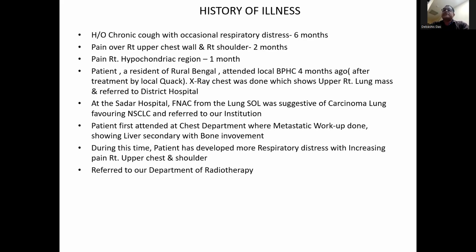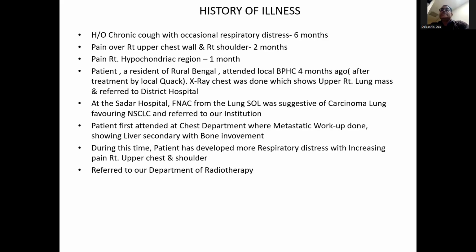When her complaints did not subside, she attended the local BPSC 4 months ago, where a chest X-ray was taken, which showed an upper right lung mass, and she was immediately referred to the district hospital. At the Sadar hospital, an FNAC was taken from the lung, suggestive of carcinoma lung favoring NSCLC. Then she was referred to our institution, to the Department of Chest. There, the metastatic workup was done in the form of CECT chest and abdomen, which showed liver secondary along with bone involvement, previously seen in the CT chest as well as in the chest X-ray.